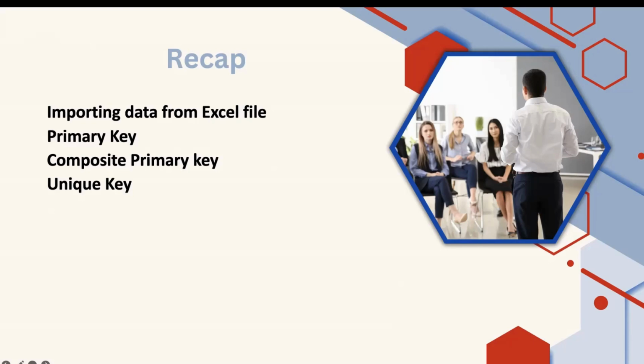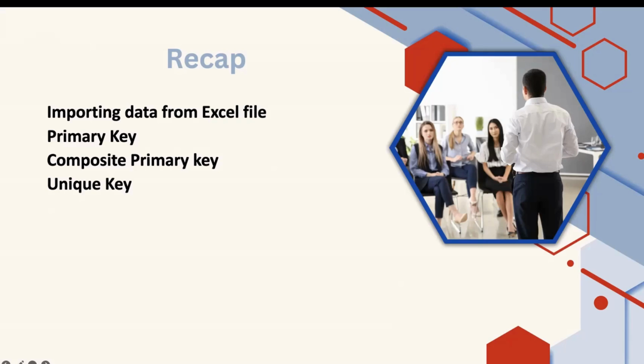Then we also learned about primary keys. Mainly, the primary key is used to uniquely identify each record in a table. Then we learned about the composite primary key. A composite primary key is formed by combining two or more columns, so multiple fields are involved in the composite primary key.